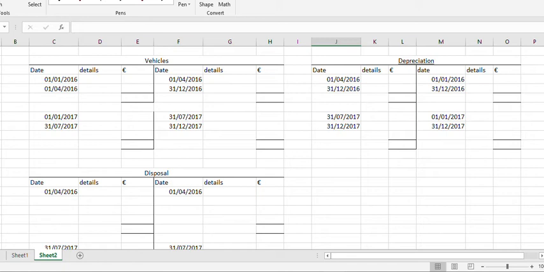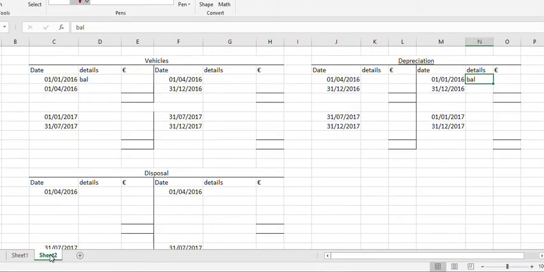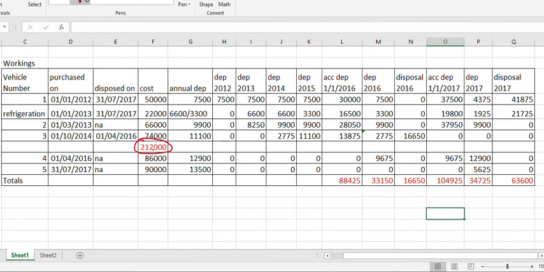So first thing you would do is the opening balance from vehicles and the opening balance for depreciation. So this is on the 1st of the 1st 2016. So the opening balance for vehicles we have worked out is this figure here. I will just highlight it in red. The 212,000. Okay, so opening balance 212,000. The opening balance for depreciation is this figure here, 88,425.